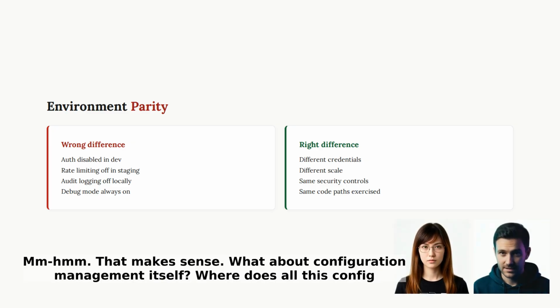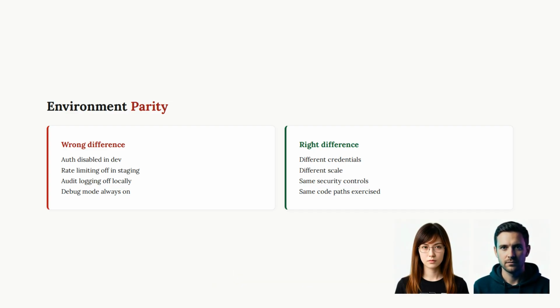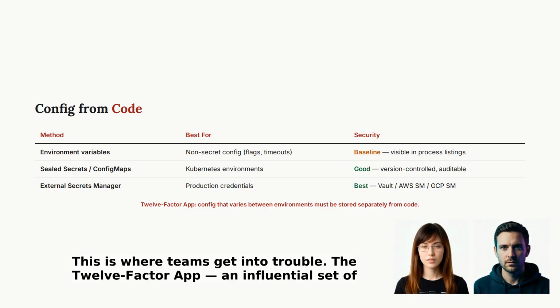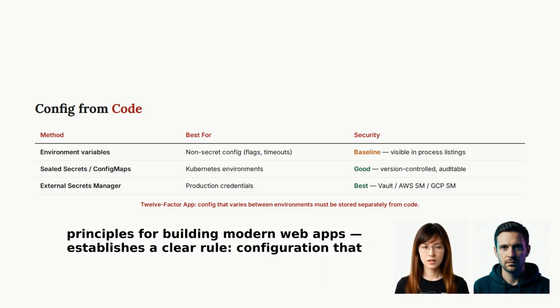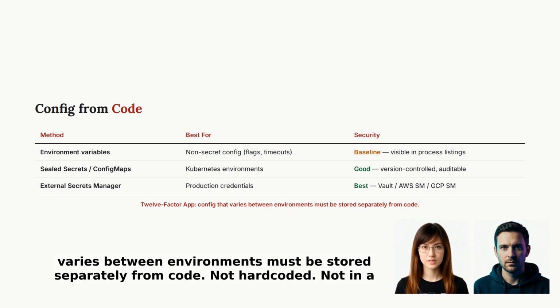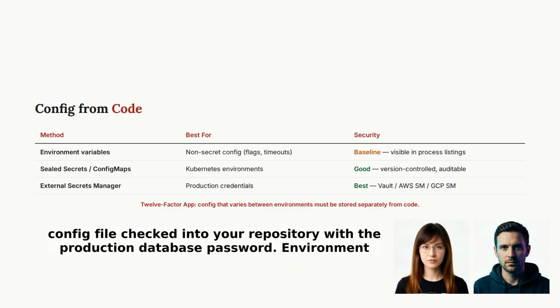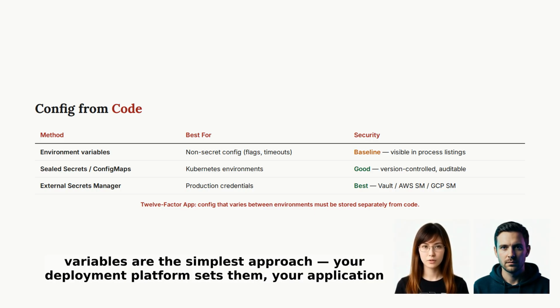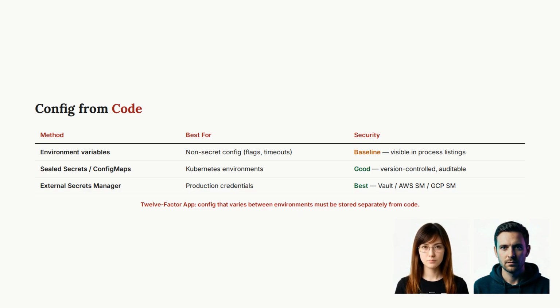That makes sense. What about configuration management itself? Where does all this config live? This is where teams get into trouble. The 12-factor app, an influential set of principles for building modern web apps, establishes a clear rule. Configuration that varies between environments must be stored separately from code. Not hard-coded. Not in a config file checked into your repository with the production database password. Environment variables are the simplest approach. Your deployment platform sets them, your application reads them.